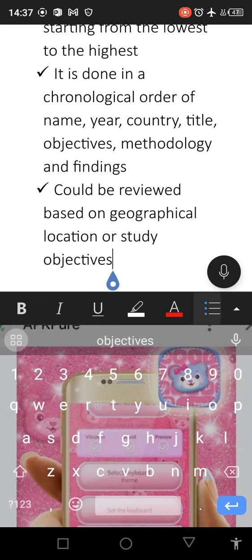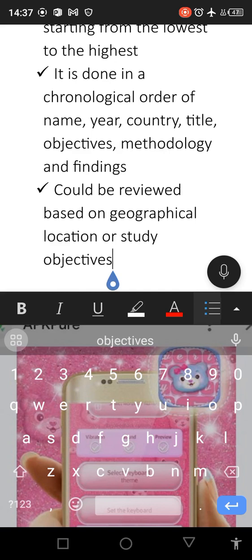And what do I mean by that? You write the name of the authors of that literature, followed by the year of publication, then the country in which that study was carried out, then the title of the study, the objective of the study, the methodology of the study, and then the findings of the study.